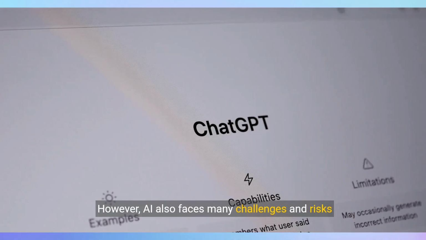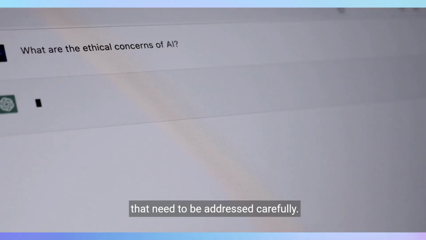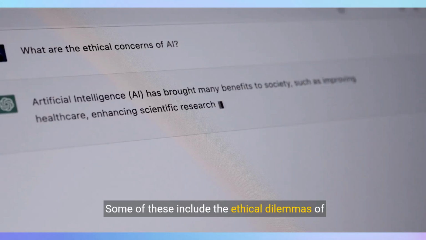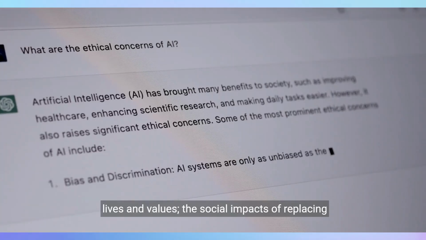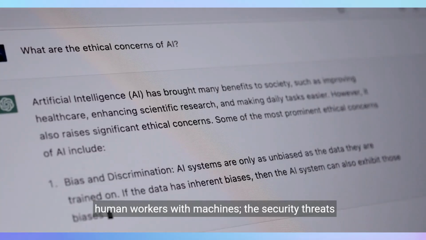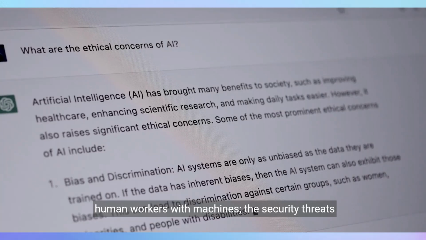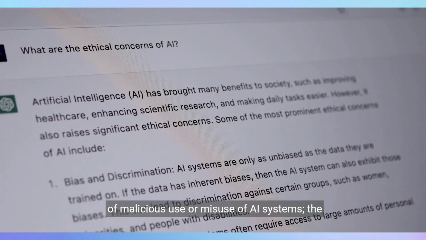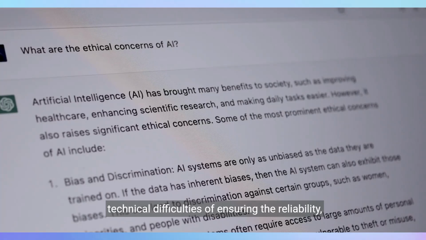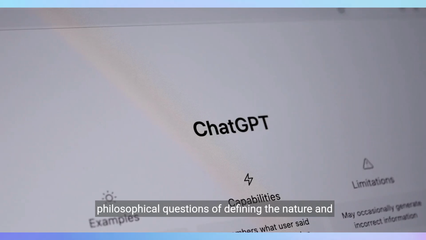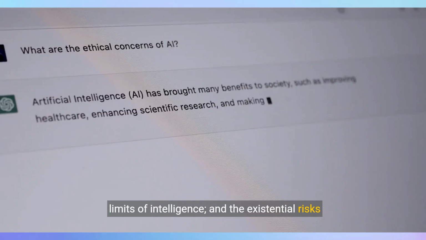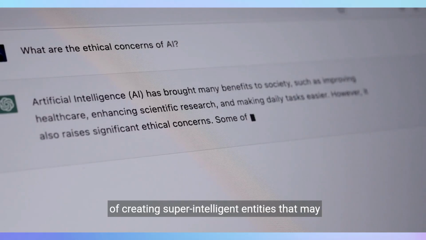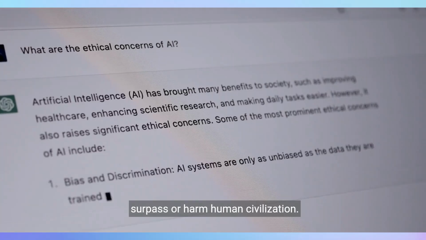However, AI also faces many challenges and risks that need to be addressed carefully. Some of these include the ethical dilemmas of creating artificial agents that can affect human lives and values, the social impacts of replacing human workers with machines, the security threats of malicious use or misuse of AI systems, the technical difficulties of ensuring the reliability, robustness, and explainability of AI systems, the philosophical questions of defining the nature and limits of intelligence, and the existential risks of creating superintelligent entities that may surpass or harm human civilization.